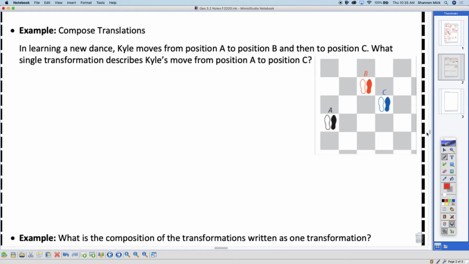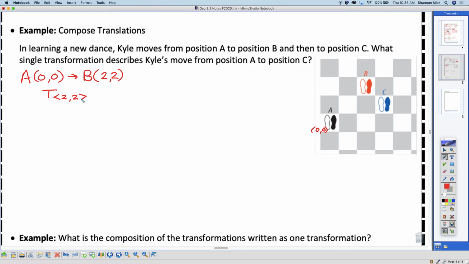So let's think of this as 0, 0. That's our x-axis and y-axis. So A is at 0, 0. And he's going to go to B first. What is B? It's 1, 2, so 2, 2. So what would that translation be? T of 2, 2. Yes.